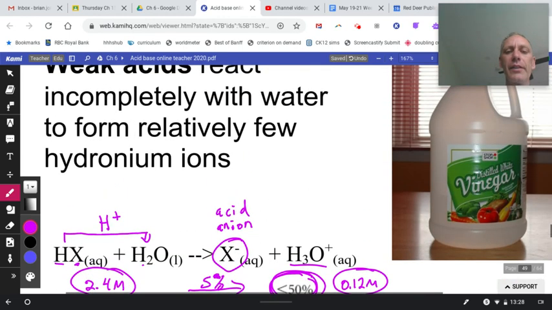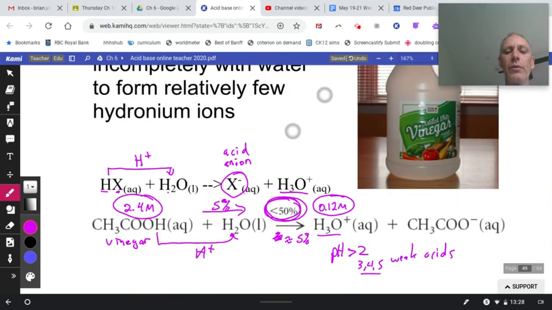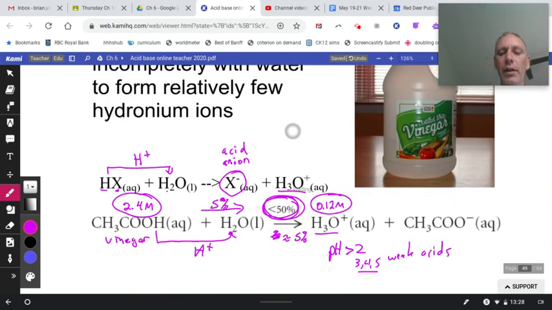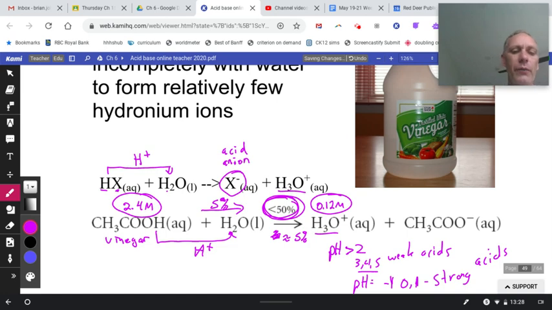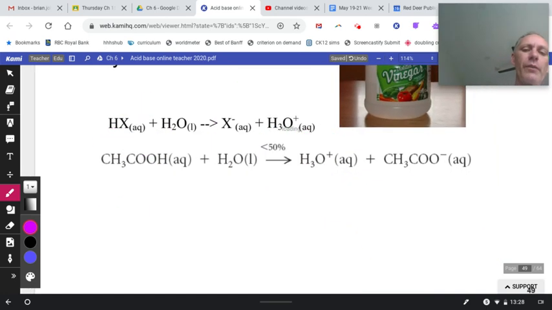And strong acids, you get 100%. So a strong acid often has a pH of 0 or 1 or -1. Not always, because if it's a really low concentration to start with, then you don't have a lot of hydronium that you can make. But those are pretty common pHs for strong acids. -1, 0, +1.